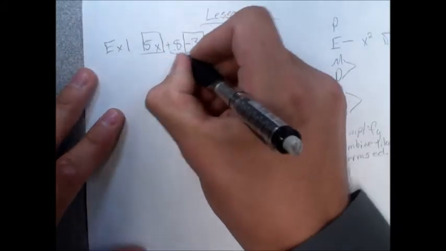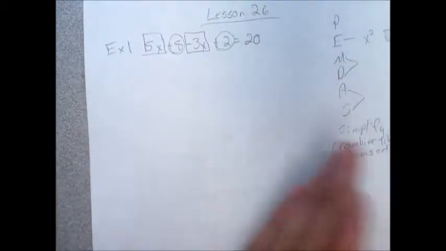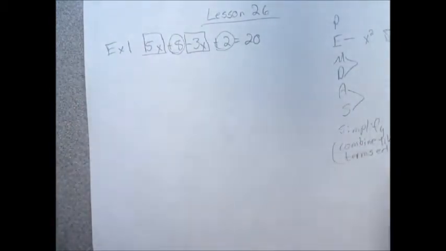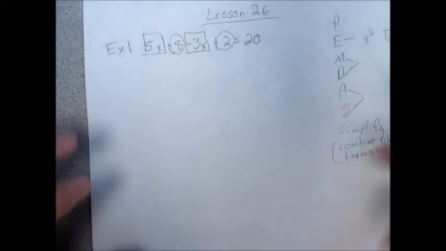Okay, and then I have an 8 and I have a 2. Okay, so I'm looking at each side of the equal sign. I'm looking at each side of the equal sign. If I do not have an equal sign, I will not have an answer. I will just have a simplified expression. Okay, so I'm going to start combining like terms.